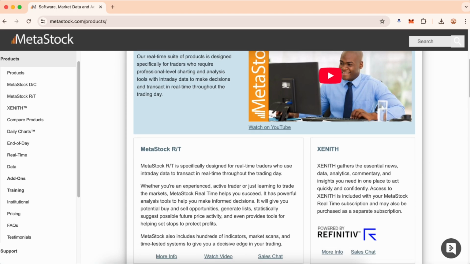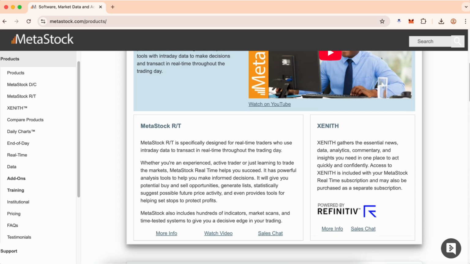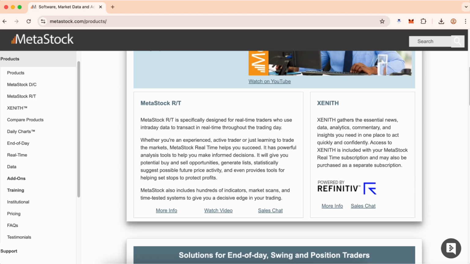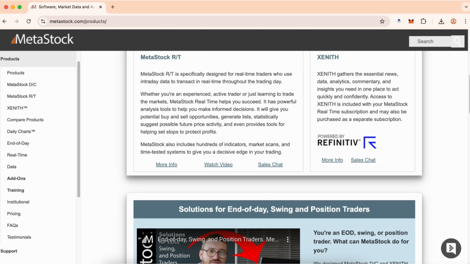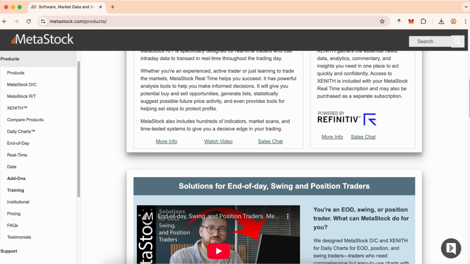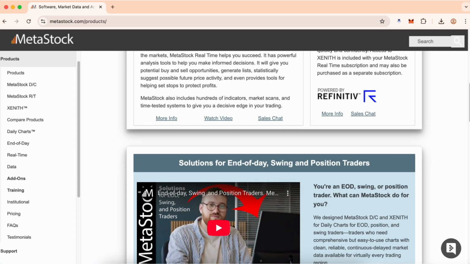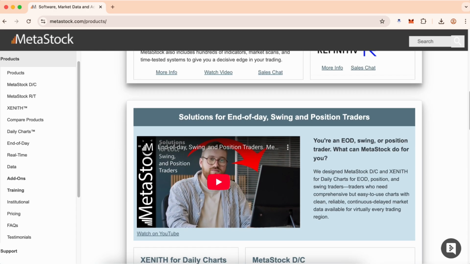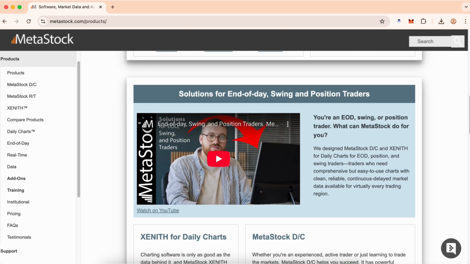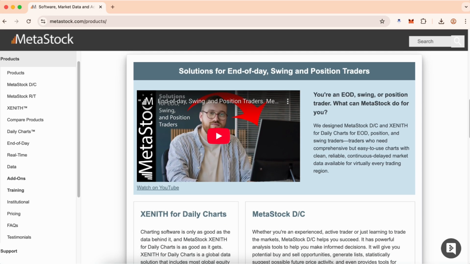The ability to create custom scans, backtest strategies, and generate professional reports make it suitable for client presentations and regulatory compliance. However, if you're a beginner or someone who trades occasionally, the learning curve and cost might not be justified. Casual investors who primarily use fundamental analysis might find the features overwhelming.